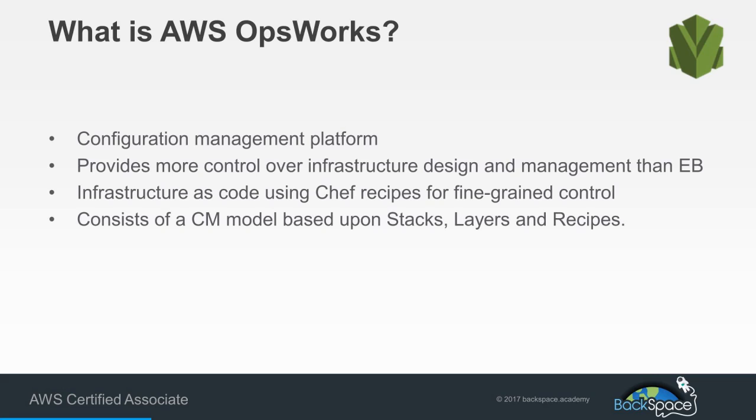So this provides us much more control over infrastructure design and management than we would get with Elastic Beanstalk. And we use Chef recipes, and they enable us to have that infrastructure designed as code and gives us very fine-grained control over our infrastructure. Now, OpsWorks consists of a configuration management model, and it's based upon stacks, layers, and recipes, which we'll go through right now.